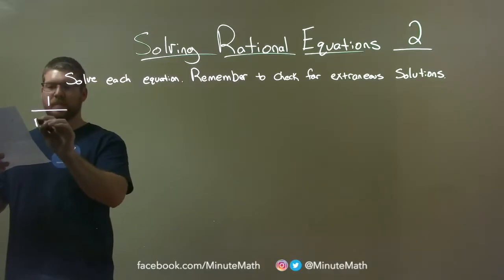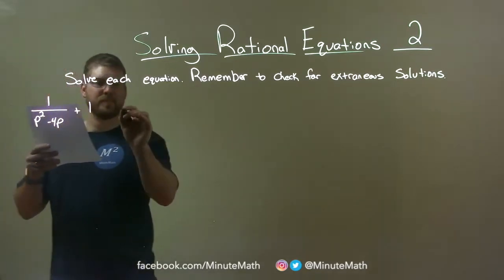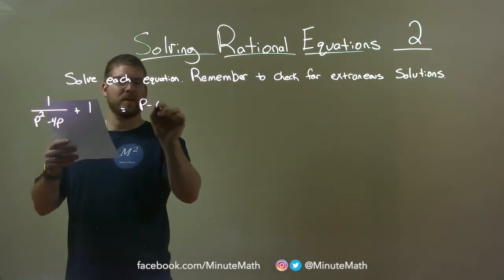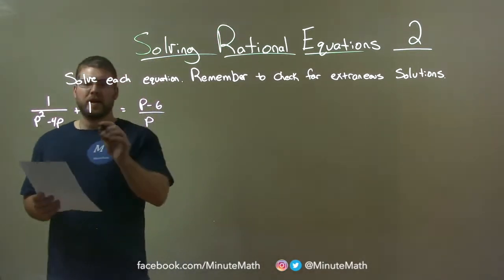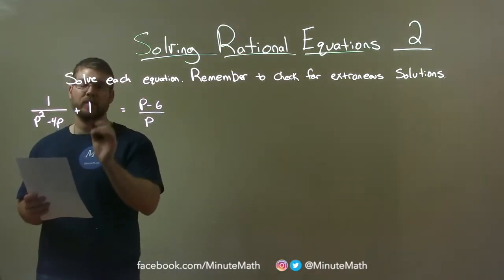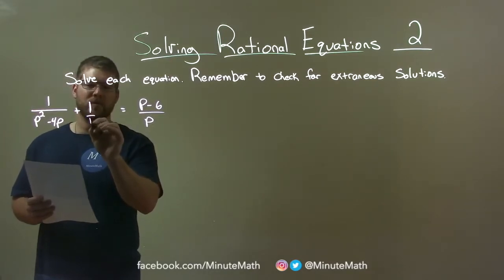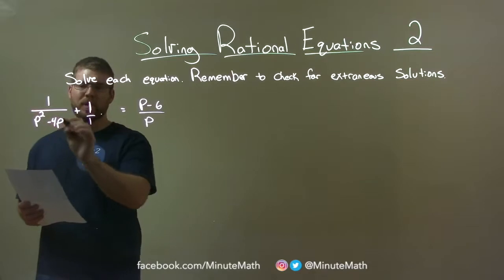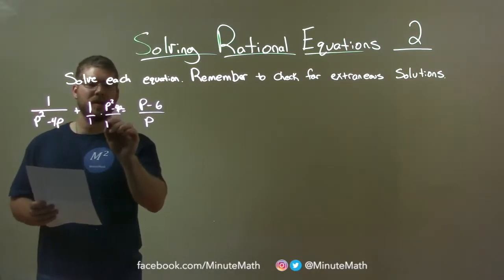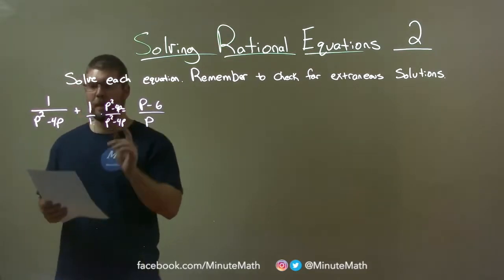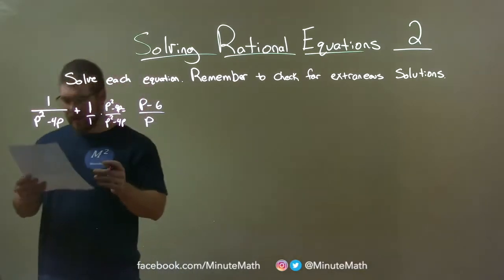1 over p squared minus 4p plus 1 is equal to p minus 6 over p. Well, first thing I'm looking at here, I want to combine these two. So to do that, I need to have a common denominator. So what I'm going to do is this 1 is really 1 over 1. And I'm going to multiply by this denominator over itself. p squared minus 4p. p squared minus 4p. And what this does, it allows me to combine the two into one big fraction here.